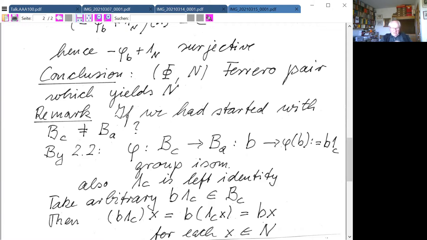Basically we just converted what we did before. It's a Ferrero pair, which yields our near-ring N. Now, what about if we had started with BC unequal to BA?